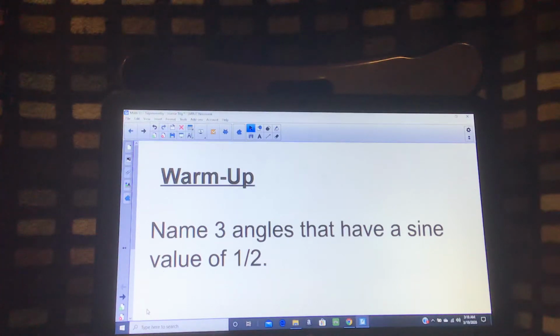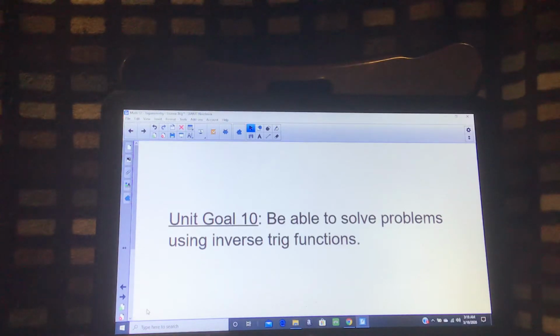So this makes our goal a little more difficult. The goal here is to be able to solve problems using inverse trig functions. Our major goal of this whole section is to solve trig equations. But for now, we're just going to evaluate inverse trig functions. Basically, inverse trig goes backwards. If you have a trig function, you normally put in an angle and you get out a number or a ratio. So you put in 30 degrees and you get out 1/2.